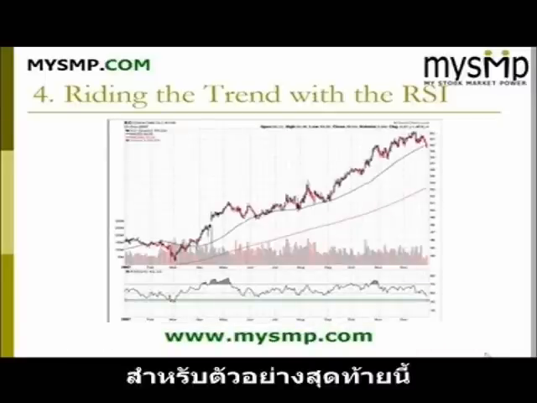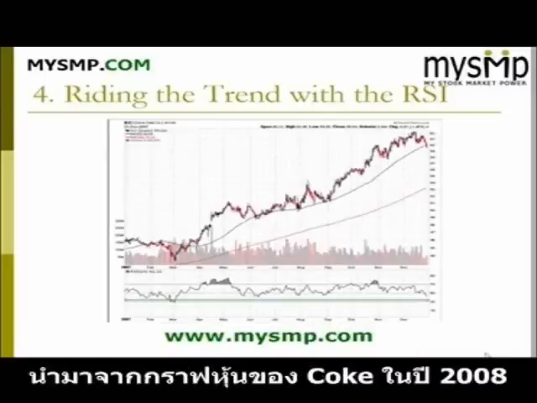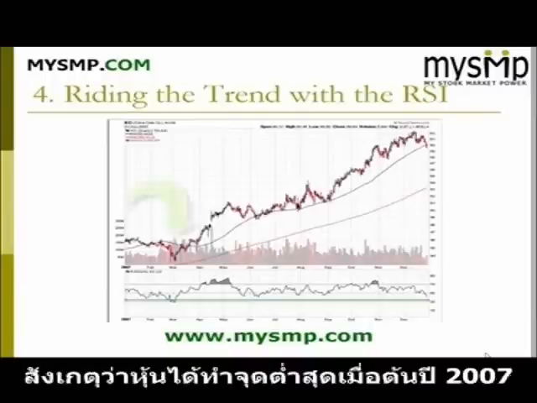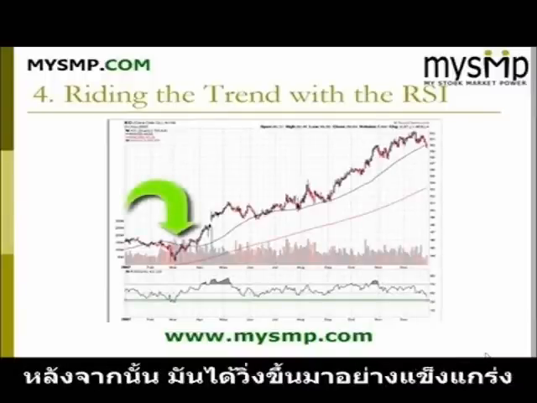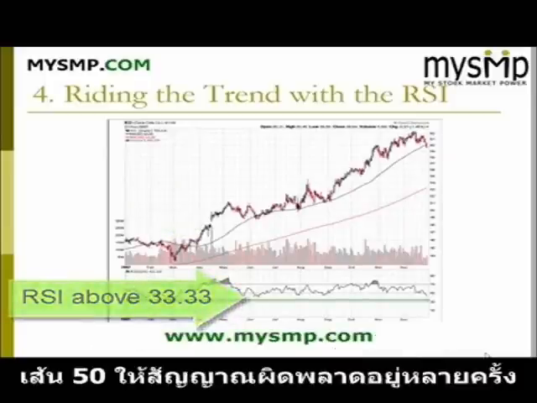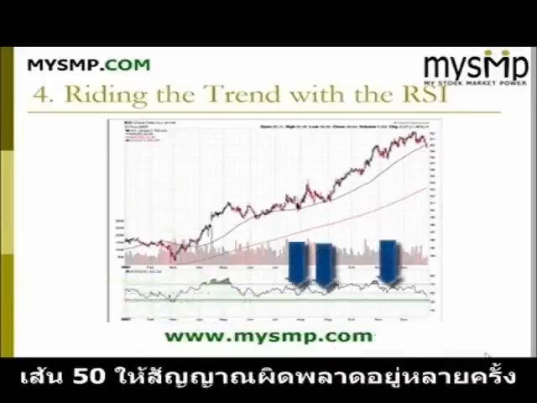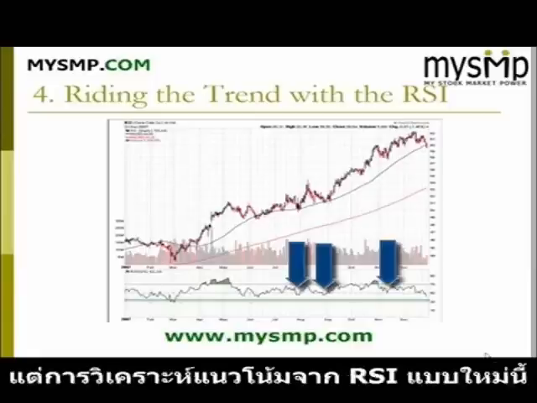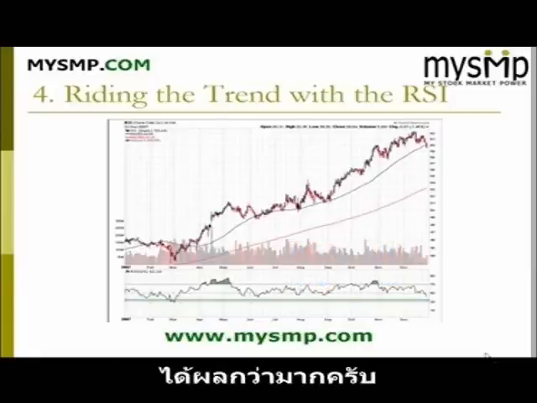The last example we have here is from the 2007 chart of Coca-Cola. Notice how once the stock bottomed in early 2007, it experienced a strong move higher and the RSI never broke 33.33 to the downside. Again, the 50 line was violated on numerous occasions, but this modified method of monitoring the trend with the RSI held true.